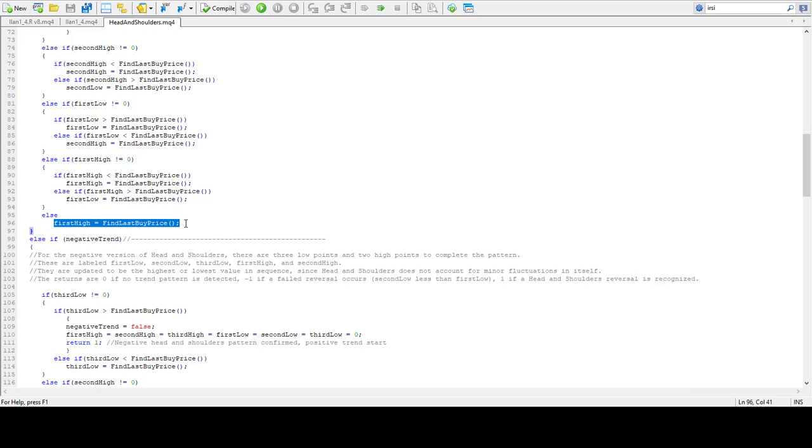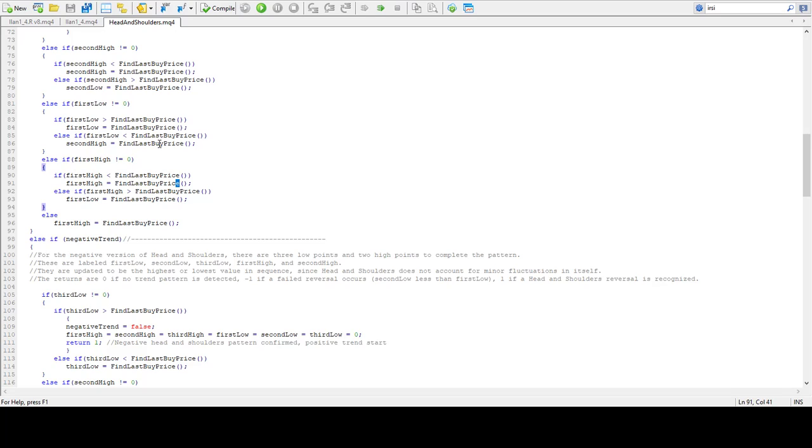first high gets the value of find last buy price. When first high is not equal to 0, if it's less than the find last buy price, it becomes find last buy price. Else, if it's greater, then the first low is the find last buy price. Now, when first low is not equal to 0, it does the same, but in reverse. When first low is greater than find last buy price, it keeps becoming find last buy price.